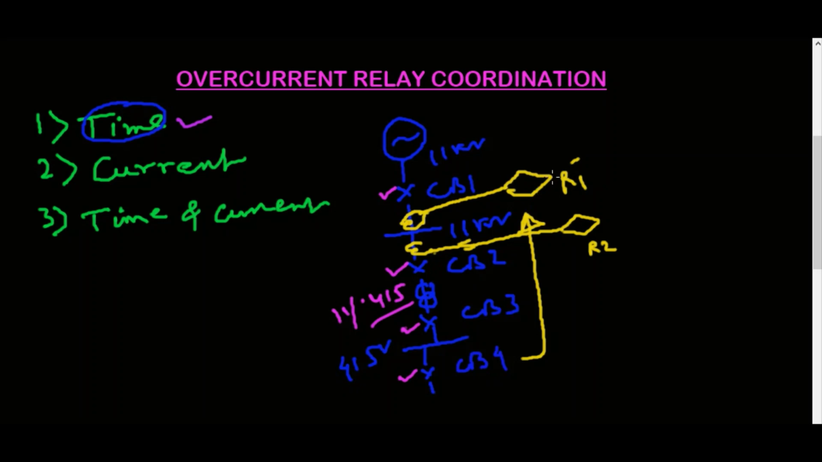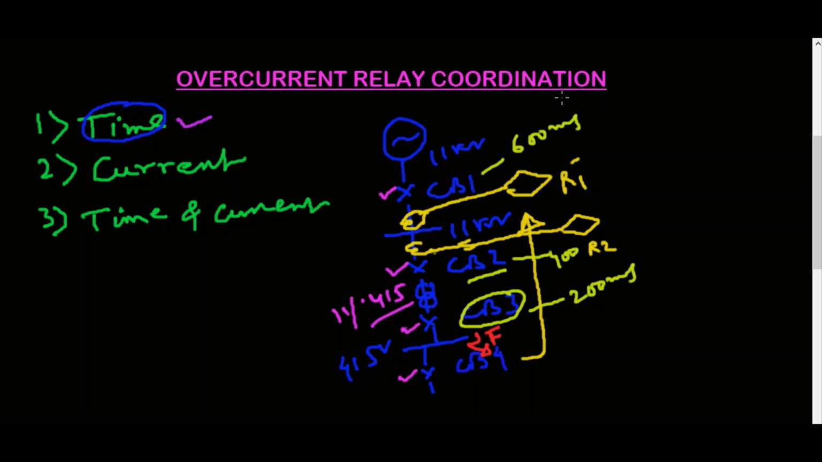Now coming to the topic specifically, what is time discrimination? Time discrimination means that this relay coordination will be done by time only, irrespective of the fault current. Suppose a fault occurs here in this 415 volt bus. If the fault occurs here, in that case this CB3 will trip first. Suppose with a time discrimination of 200 millisecond, then this CB2 will trip, another 200 millisecond, that means at 400 millisecond. Suppose this is 200 millisecond, this is 400 millisecond, and this CB1 at 600 millisecond.